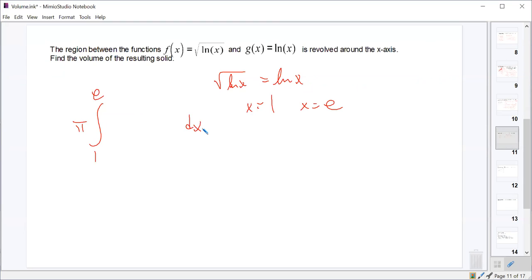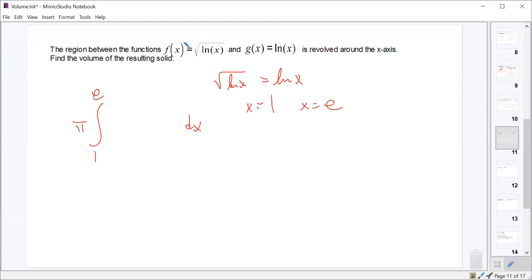ln x. ln x is above root ln x? Is that what you said? Yeah, I think because it's increasing faster. Let's be careful. If I put in something between 1 and e, natural log of 1 is 0, and natural log of e is 1. So the value of ln x is going to be something between 0 and 1. And what happens when you take the square root of something between 0 and 1?